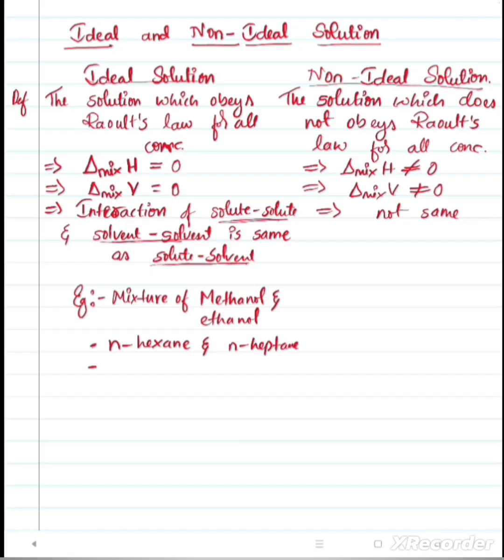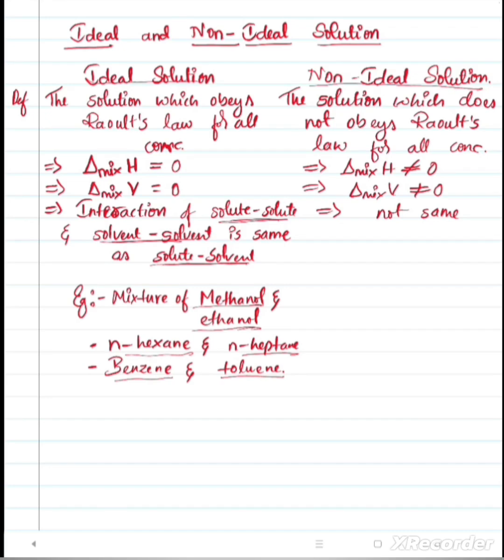Other example is benzene and toluene. Okay, methanol or ethanol, hexane or heptane, benzene and toluene. So these three are the examples for ideal solution. You can see same functional groups are there in both the molecules.